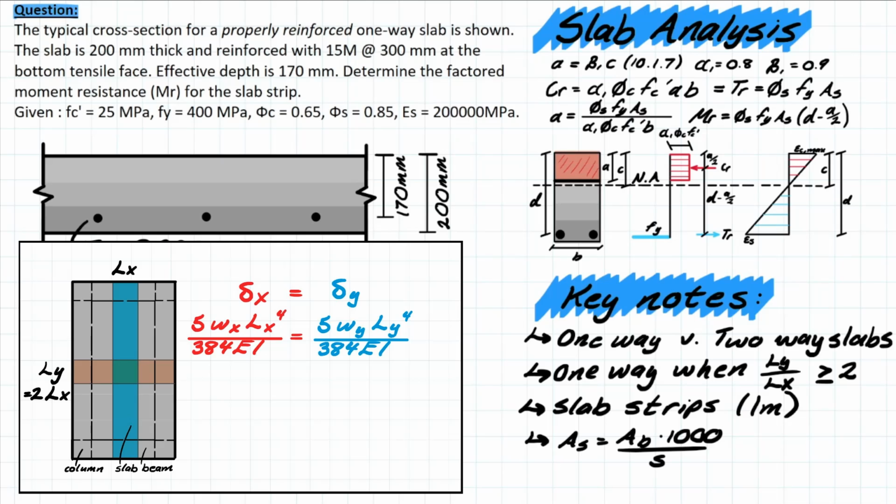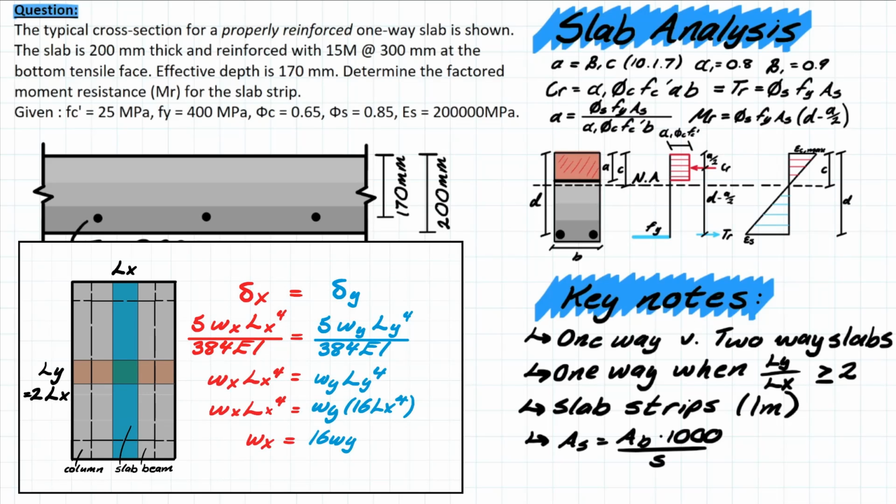However, when we're looking at the load taken over the red strip, we have Wx. And when we're looking at the long blue strip, we have Wy. Now, we have the compatibility condition where at the center, both of these spans are going to have the same deflection. So we set them equal to each other, and then we simplify these equations and plug in that new value of Ly equals 2Lx and simplify everything. At the end, we're going to be left with Wx is equal to 16 Wy.